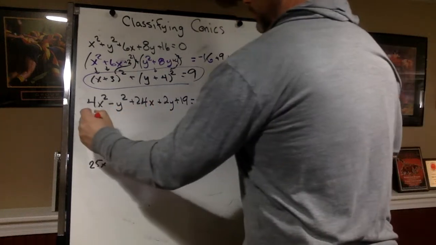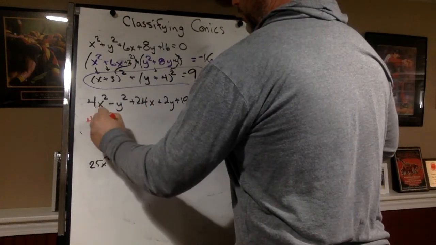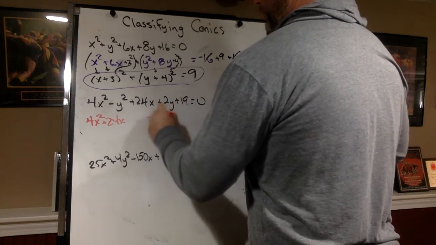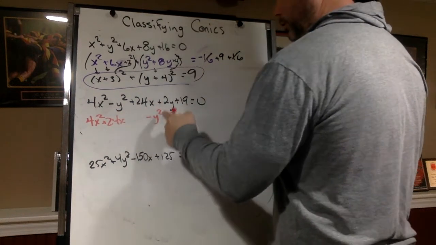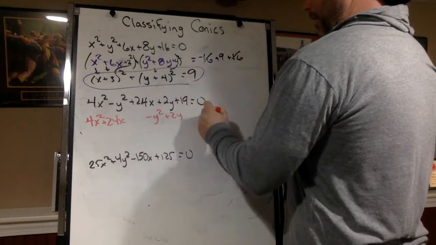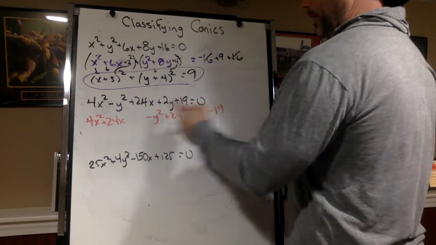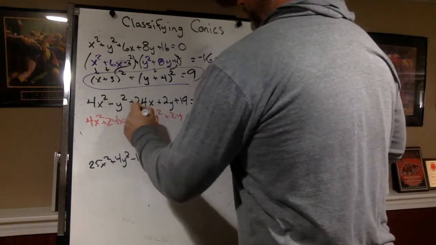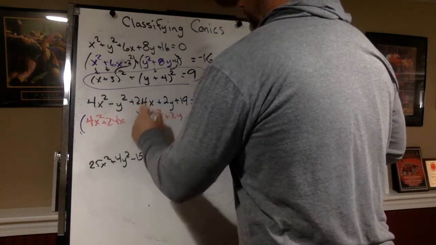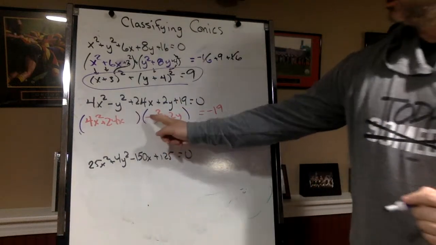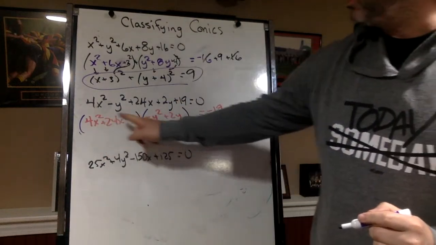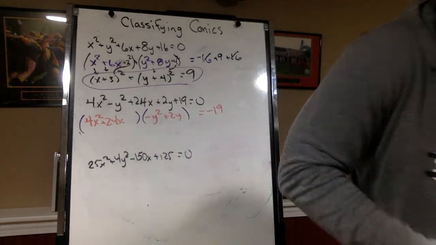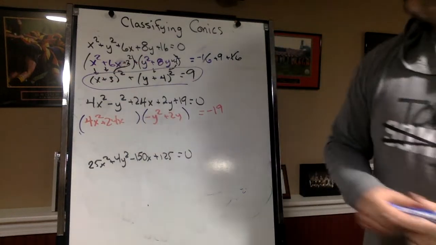Let's separate x's from y's. So I got 4x squared plus 24x. And over here I got -y squared plus 2y. Watch your negative. Subtract the 19 over. And again, notice I got my spaces. And I got parentheses. But I got a problem. Coefficients need to be 1 in front of these. Here they were 1s. We're good. Coefficients need to be 1s. So how do we get rid of those? We're going to have to factor.